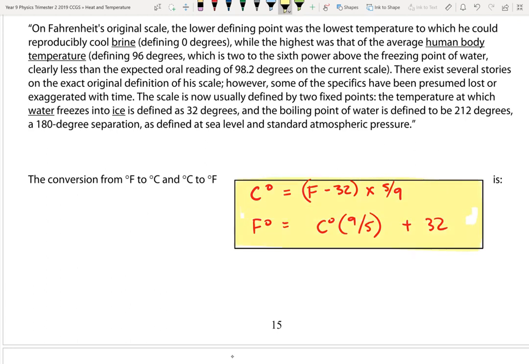Why is it 5/9, 9/5? Yeah, so he didn't have a centigrade scale. What he did was he split his by 90. Hang on, is it written there somewhere? 98.26. Defining 96, 2 to the 6th power above the freezing point. So he didn't use 100. His is not a centigrade scale. If his was a centigrade scale, then it would be a nicer conversion. But he went, I'm going to go in divisions of 2 to the power of 6. Again, it's weird, it's not good, we don't use it.